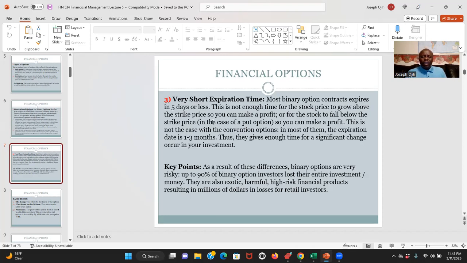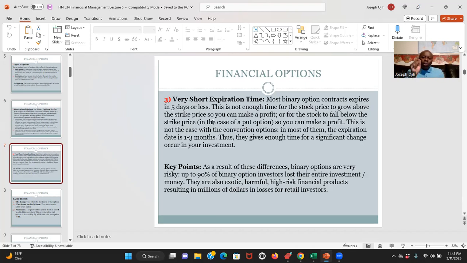So because of this, the binary option is so very risky. As a matter of fact, as much as up to 90% of people that invest in binary options lose their money. 90%. They are exotic, they are harmful, and they are high-risk financial products, resulting in millions of dollars of losses for retail investors. So that's the difference between these two. Because of that, we're not going to go into binary options. We will look at the conventional options.